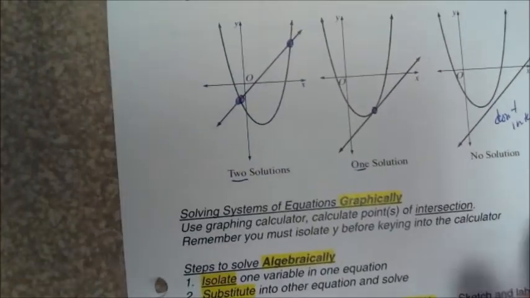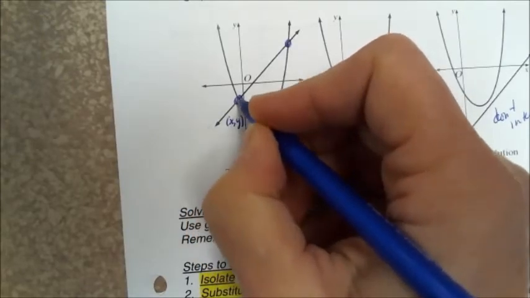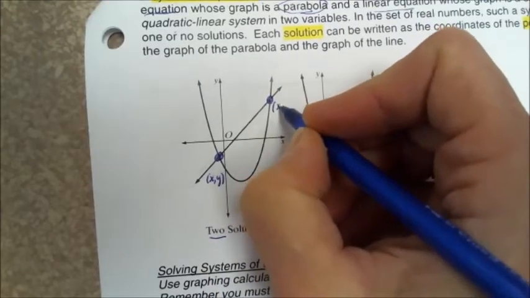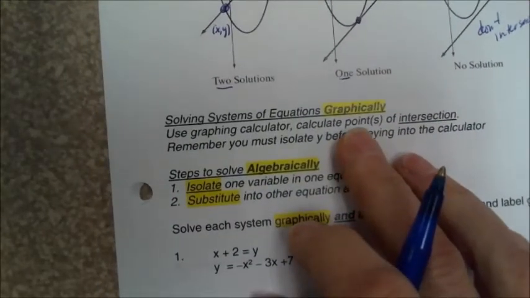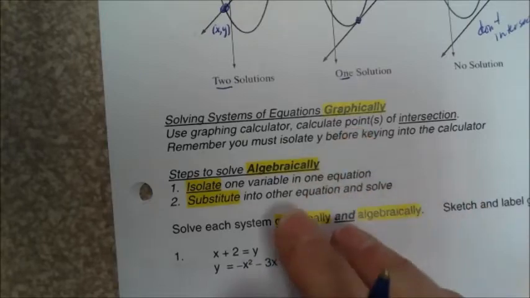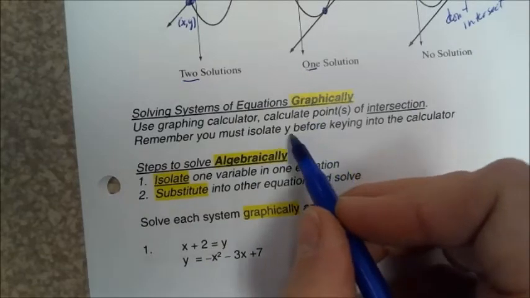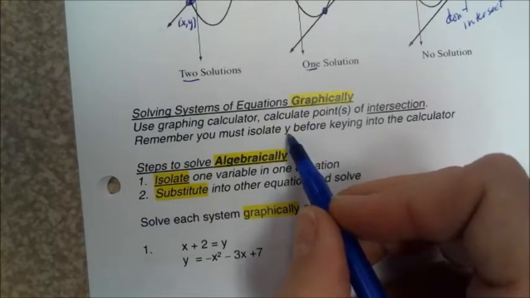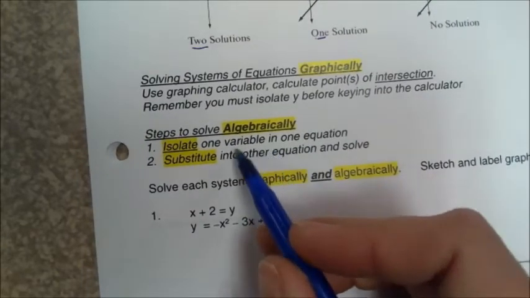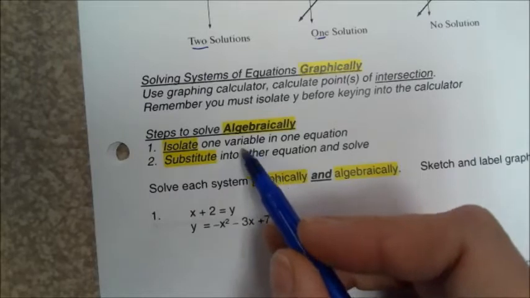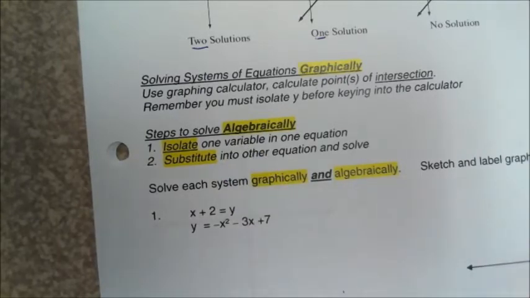And when we figure out where they cross over each other, we're just going to figure out the x and the y values of where they cross, and that will be the solution, the x and the y. So what we're going to do is solve it graphically first, and then we're going to solve it algebraically. Well, graphically, you're going to calculate the points of intersection by putting it into y1 and y2 into the calculator. And then if you want to solve it algebraically, we're going to isolate one variable, usually it's y, in one equation, and then substitute into the other equation and solve.